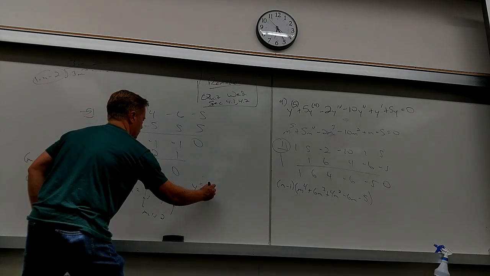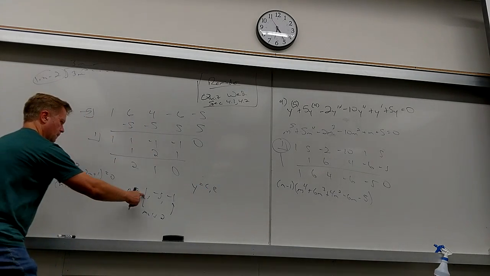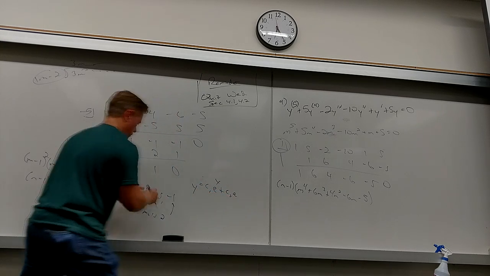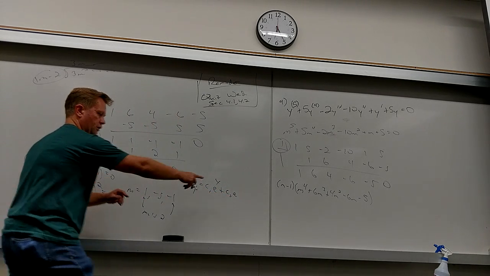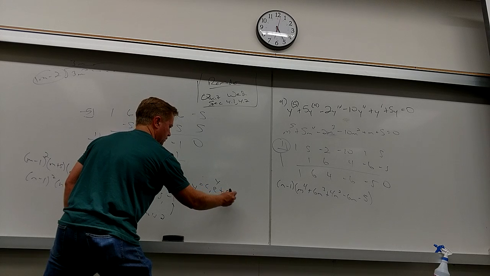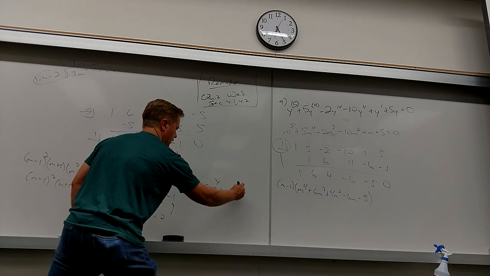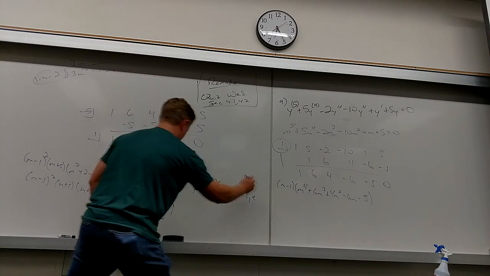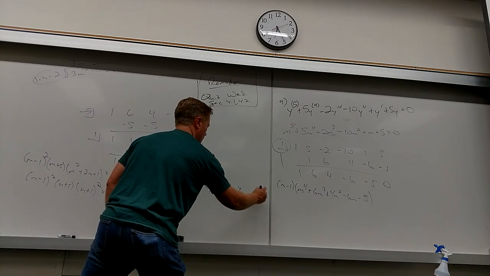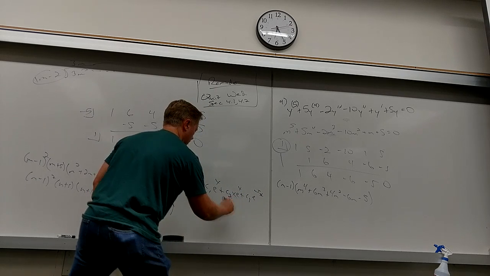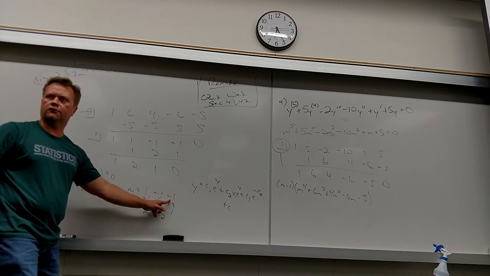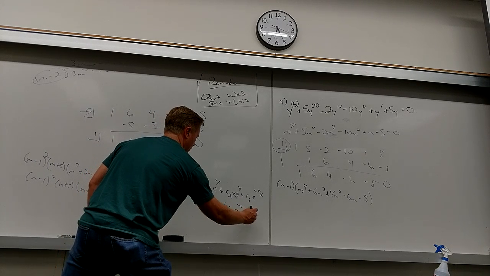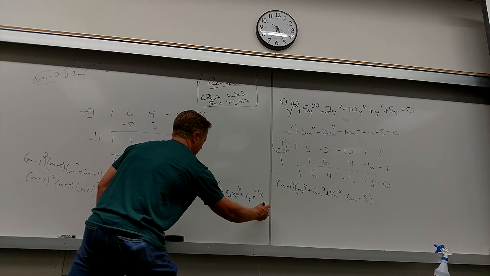y equals c1 e to the x plus c2 e to the, what did I leave out? Here. c2 x e to the x. Now take care of the negative 5, c3 e to the negative 5x. Plus, and then I just do the same thing again with the negative ones. c, where am I at? c4 e to the negative x plus c5 x e to the negative x.